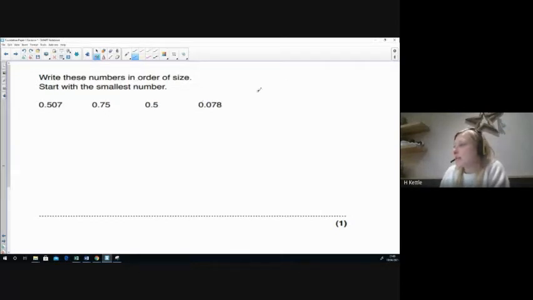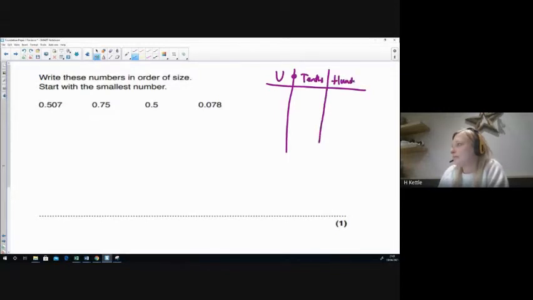Now, for this, we need to understand that we've got place value. So where your decimal point is, we've got the ones column here, or the units column, and then we've got tenths in this column, hundredths in this column, and then thousandths in this column, and so on.